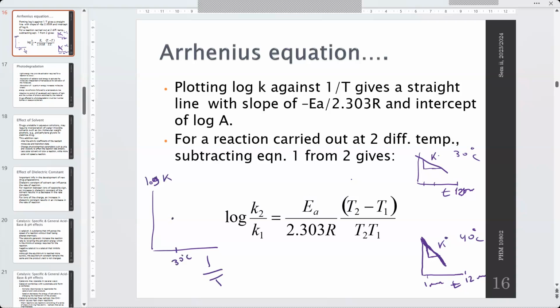K has a certain value. At 40 degrees, 1 over 30 and 1 over 40 degrees. So K has a certain value. 1 over 40 should be here, of course, it should be first. And then this one should be 1 over 30. So here you have a certain value for K, here you have a certain value for K. Then you just draw the line. Okay? Do you remember in math?